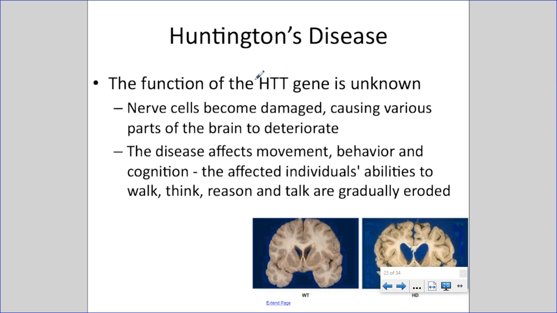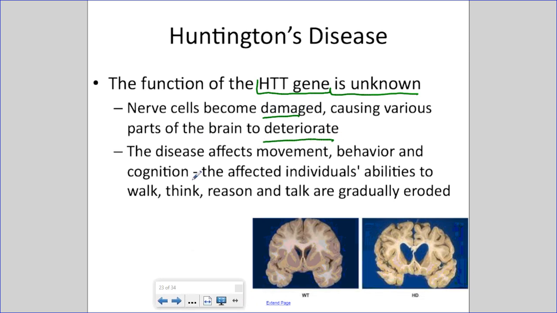In Huntington's disease, the function of the affected HTT gene is unknown. However, over the course of the disease, nerve cells become damaged, causing various parts of the brain to deteriorate. The disease will affect movement, behavior, and cognition. The affected individual's abilities to walk, think, reason, and talk are gradually eroded. The diagrams here show a typical person's brain versus a section of a brain from an individual with Huntington's disease. You can see the change in the morphology and the look of the brain itself.